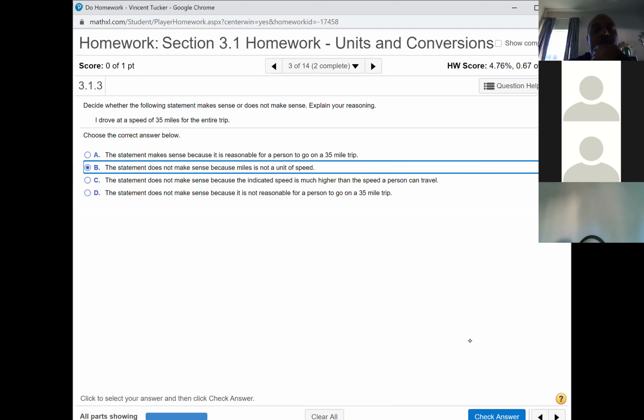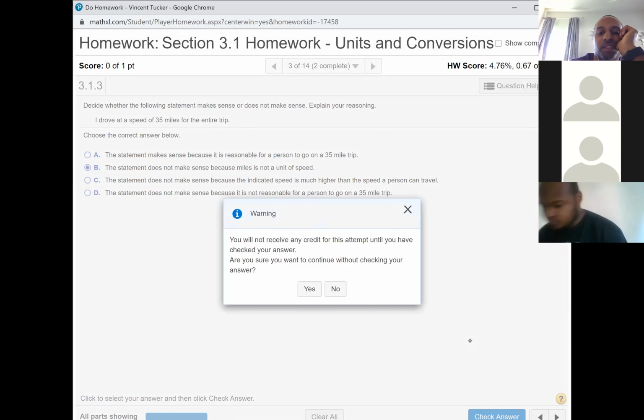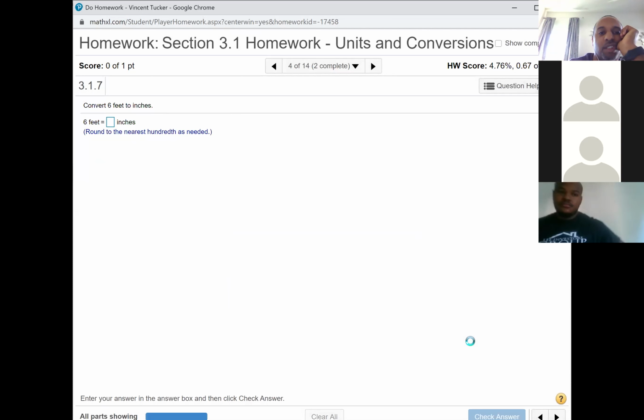And now if they want to say I drove 35 miles for the entire trip, then that would be a distance. But yeah, so you just have to be careful with the words. All right, 6 feet to inches.